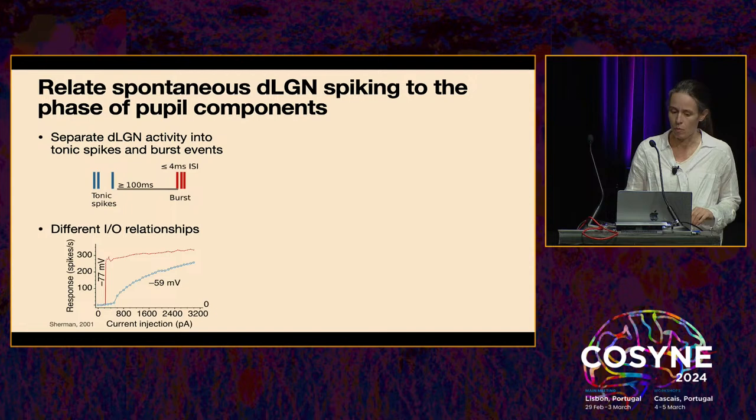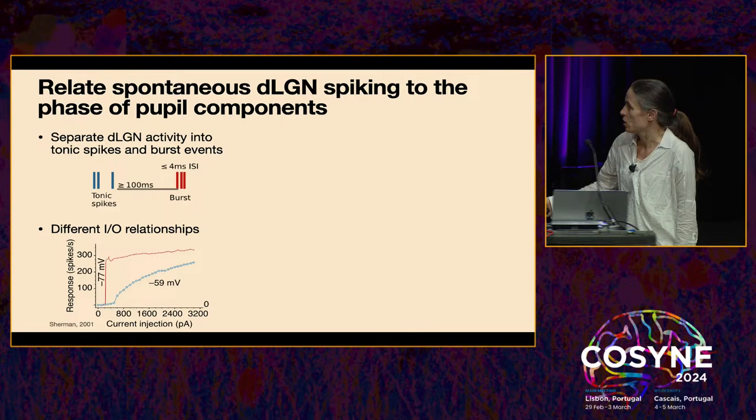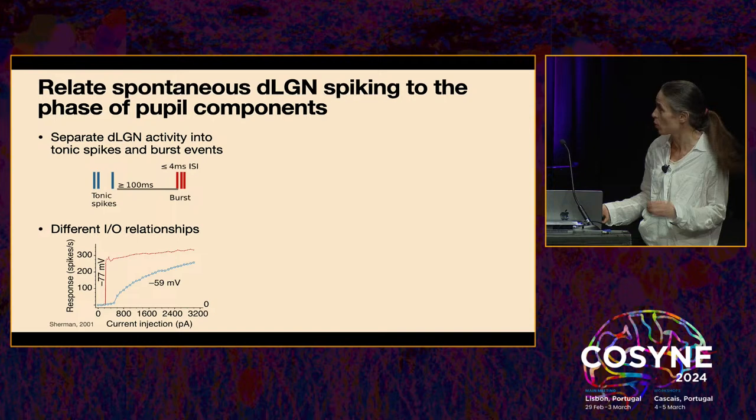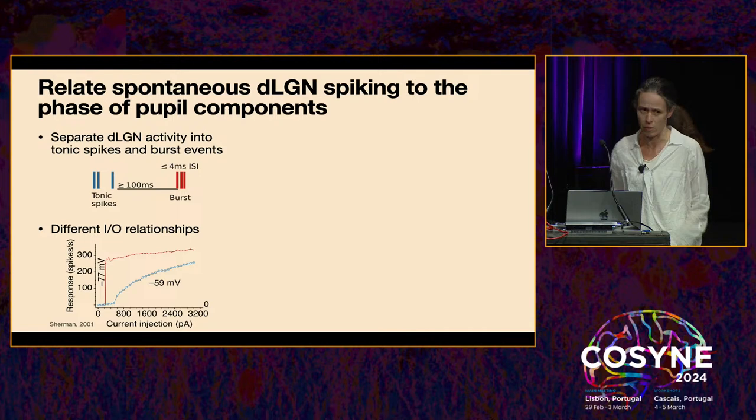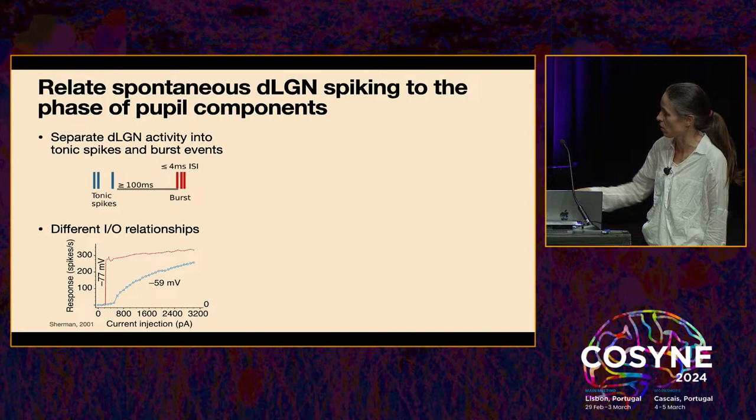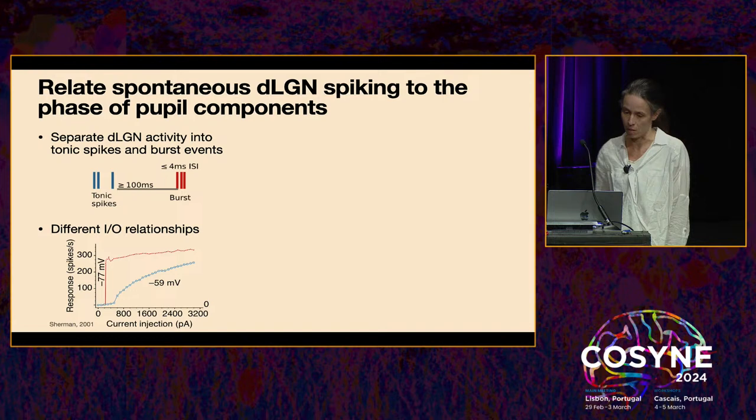And these tonic and burst spikes are very interesting because they are known to have different input-output relationships. So when you inject current into a thalamic neuron that is relatively depolarized, you get this almost linear input-output relationship with the tonic spikes, whereas when you inject the same current steps into a neuron that is relatively hyperpolarized, you get this all-or-none response that is made up of these burst spikes.